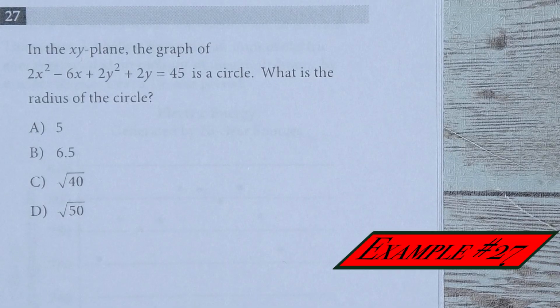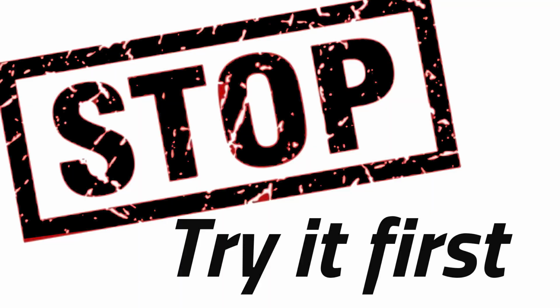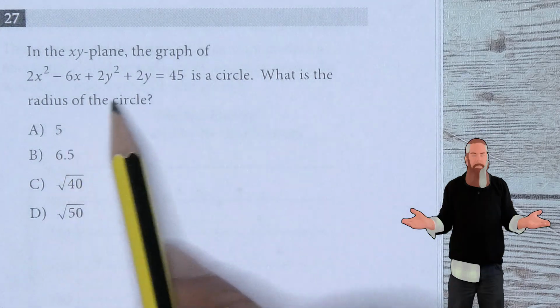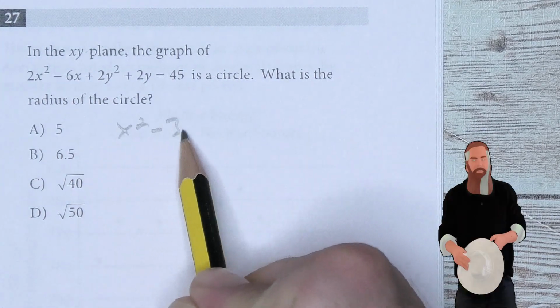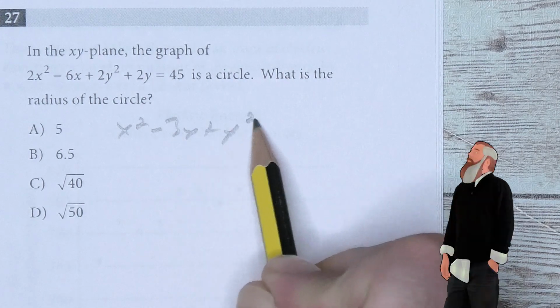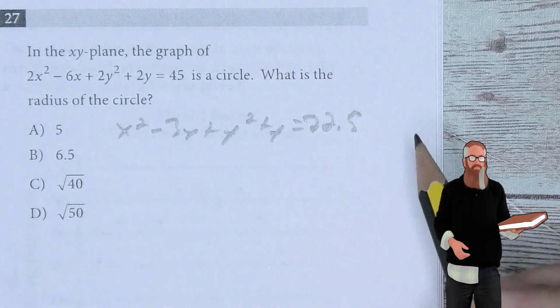In the xy plane, the graph of 2x squared minus 6x plus 2y squared plus 2y equals 45 is a circle. What is the radius of the circle? Let's first divide everything by 2, which is going to give us x squared minus 3x plus y squared plus y equals 22.5.